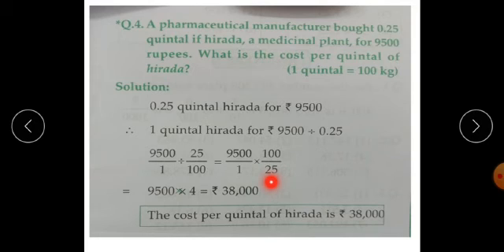Now 25 ones are 25, 25 fours are 100, and therefore 9,500 multiplied by 4. 4 zeros are 0, 4 zeros are 0, 4 fives are 20, again 0, 2 carry, 9 fours are 36 plus 2 is 38, and therefore the cost per quintal of Hirida is rupees 38,000.